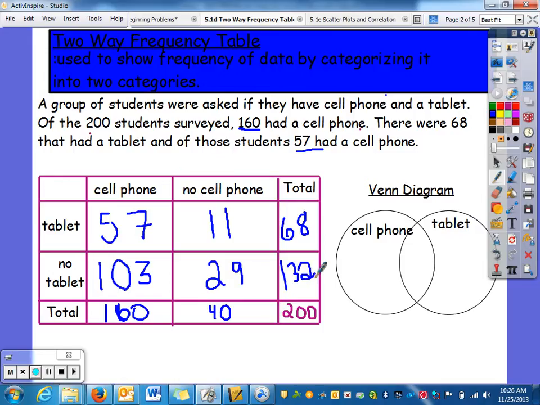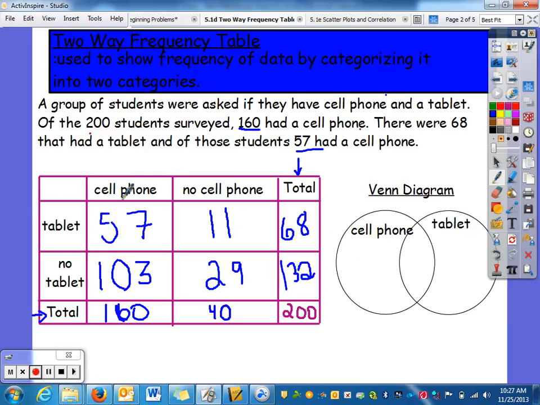Alright. So again, kind of taking a look at everything we have here. Your two totals, your column and your row, should add up to 200. And then each column should add up to the total that you have from the information. This is very similar to a Venn diagram. So you have kids that have cell phones, kids that have tablets, and then kids that have no cell phone or tablet, or have a cell phone and tablet.